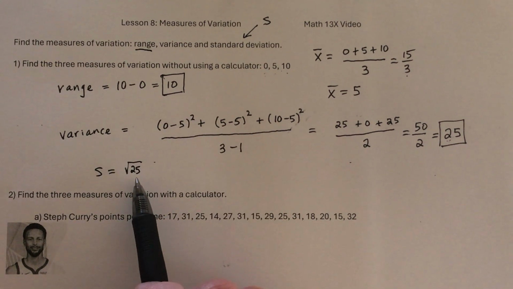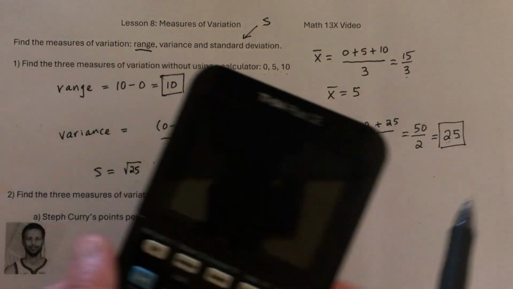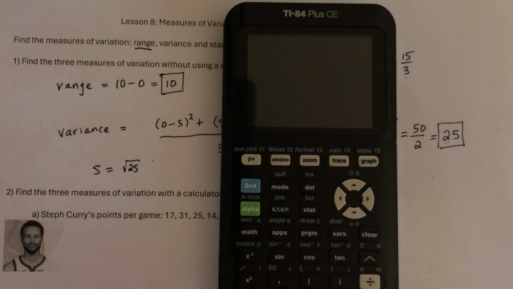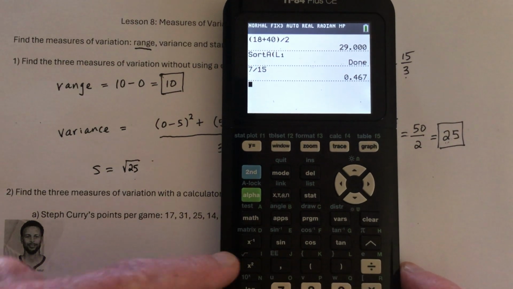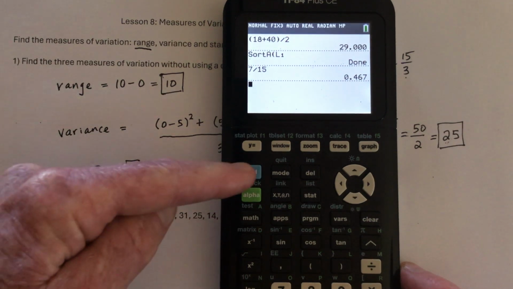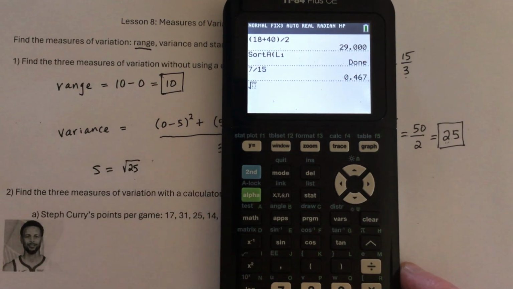Now, of course, I do know the square root of 25 is 5, but quite often it turns out to be a decimal. So for square root, first of all, turn the calculator on. And the square root is right here. You do have to put second square root and then do the square root of 25. And it equals 5.